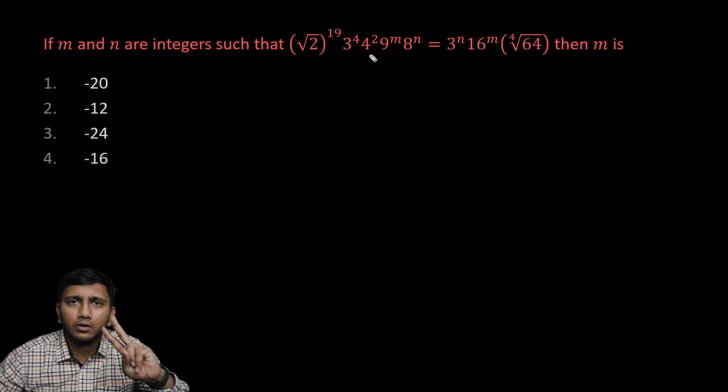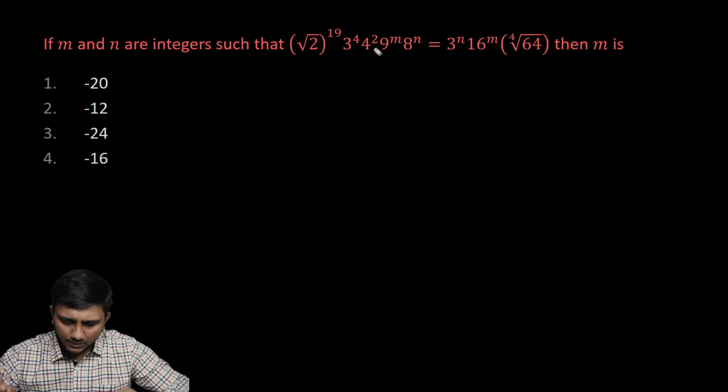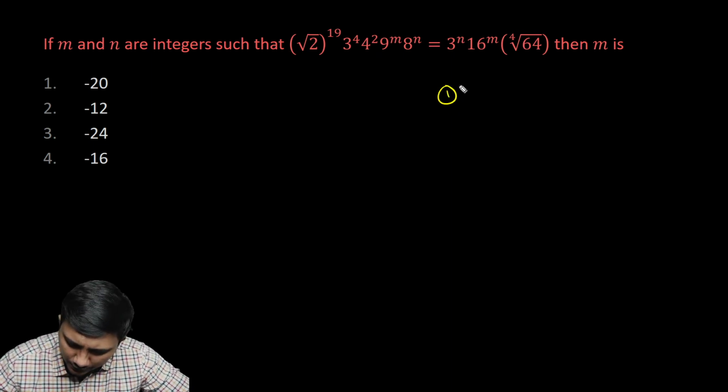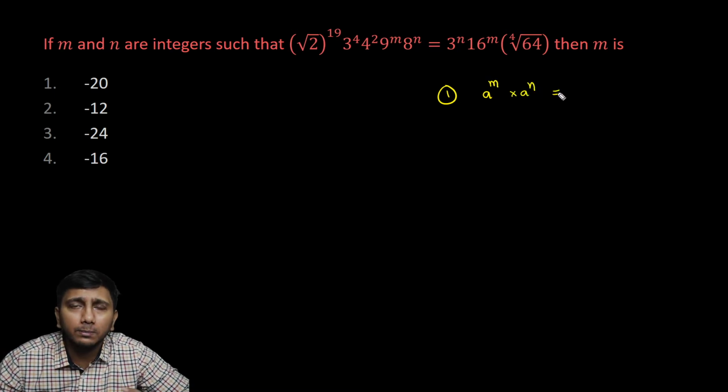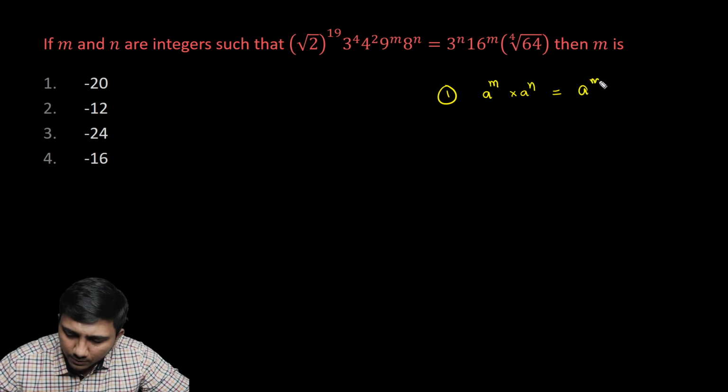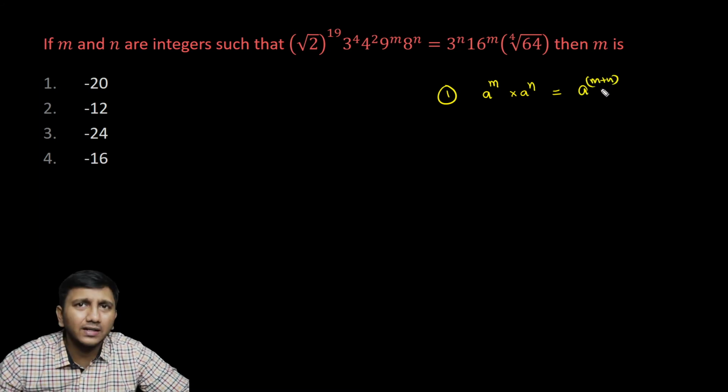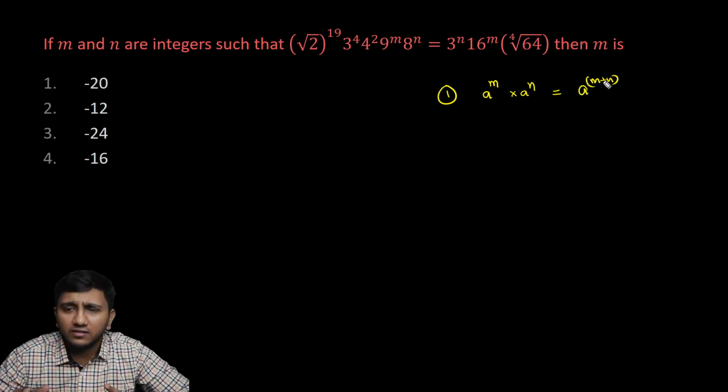Now what is the concept that is being tested? There are two fundamental concepts which are being tested in this. Let's look at them one by one. The first one is if you have a to the power m into a to the power n, that is the base is common but the powers are different, then you can write it as a to the power m plus n. That is one basic rule of indices that is being tested.